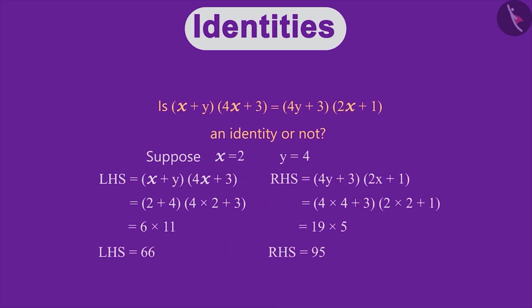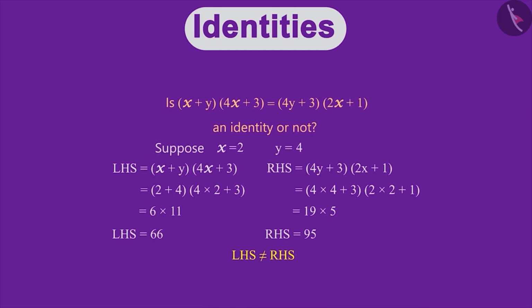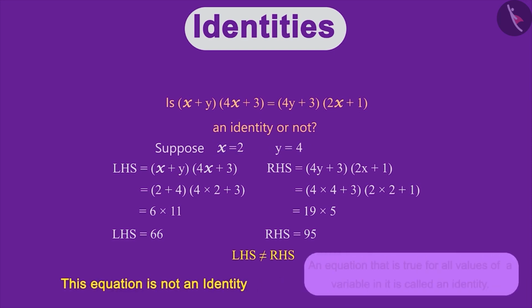We can see that the value of left-hand side is not equal to right-hand side. This means this equation is not true for x is equal to 2 and y is equal to 4. Therefore, this equation is not an identity. We know that an equation which is true for every value of the variable in it is called an identity. Let's move on to the next common mistake.